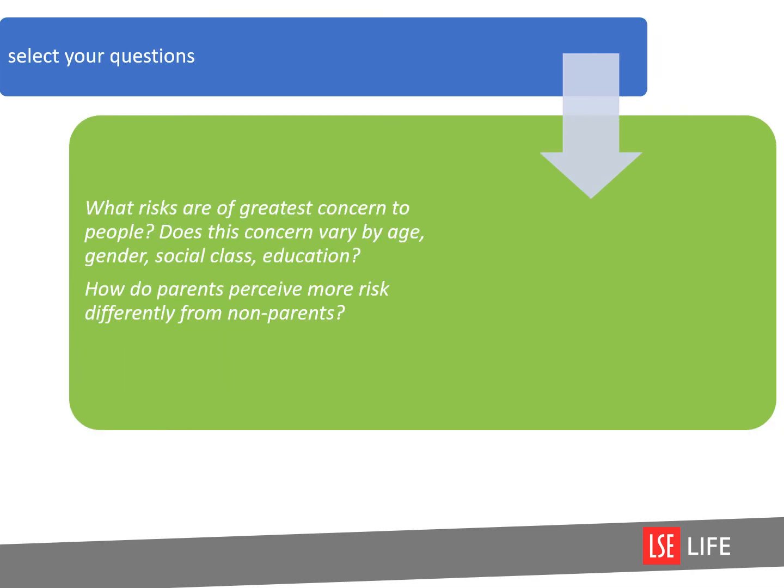And then the final step is to choose the best research question or research questions from that list of questions. And again, that will be informed by your review of the literature. So you'll pick questions that you think need to be answered. For example, what risks are of greatest concern to people? Does this concern vary by age, gender, social class, or education?